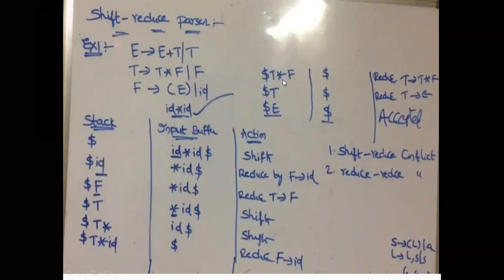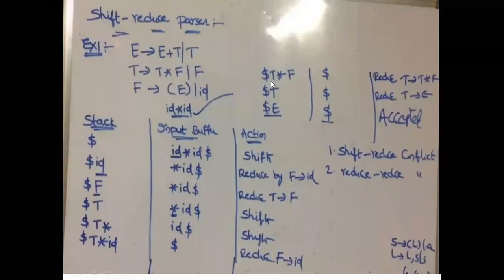And let us consider capital F as a substring. Is there any production in the right hand side with capital F? Yes, we are having capital F in the right hand side. Then this F is replaced with capital T. So this is another reduce production.